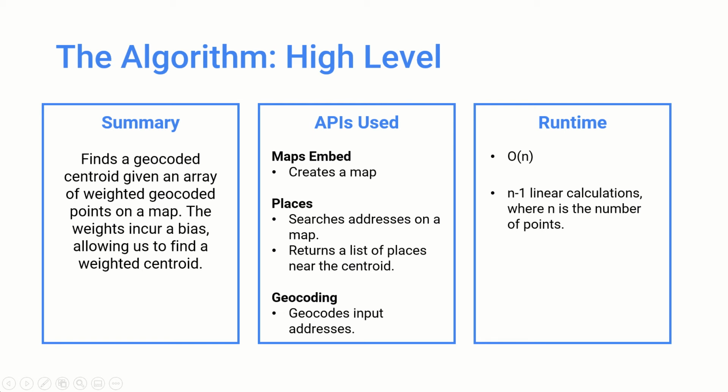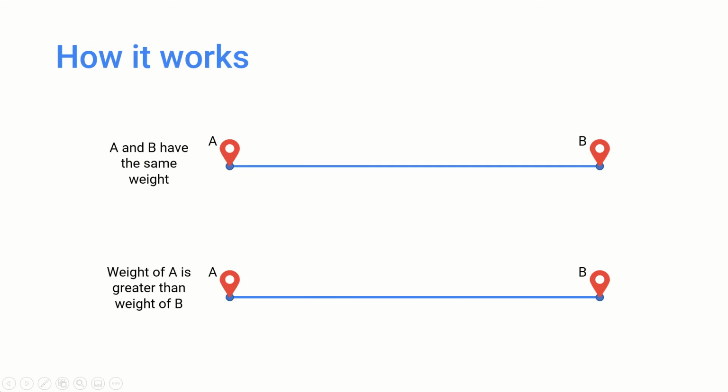The APIs used for this algorithm include the Maps Embed API that creates a map, the Places API that searches addresses on a map and also returns a list of places near the centroid, and the Geocoding API that geocodes the inputted addresses. The runtime for this algorithm is O(n) because there are n-1 linear calculations, where n is the number of points. So here's a basic overview of how it works.